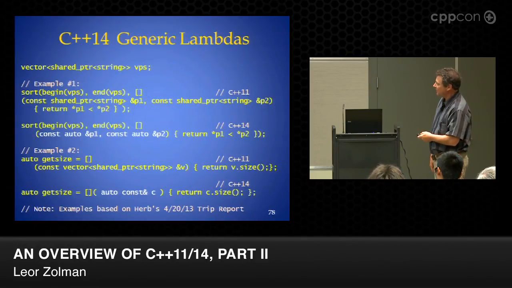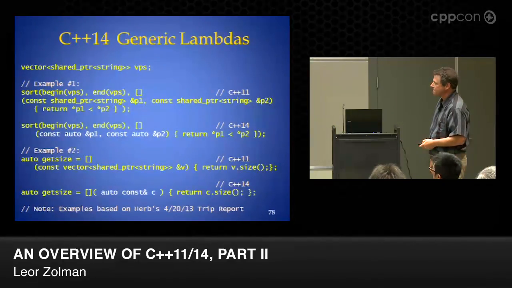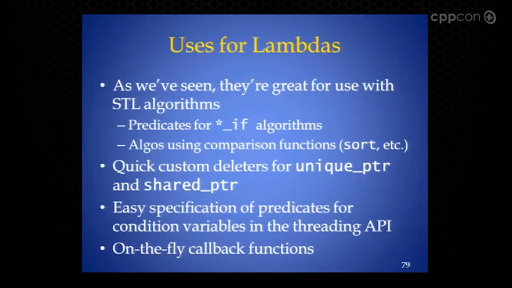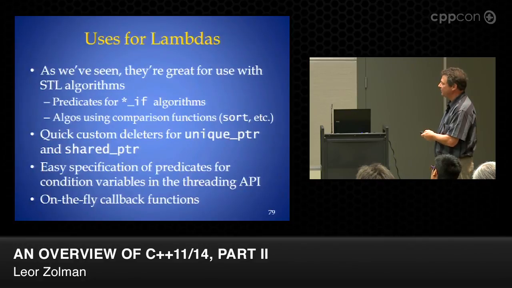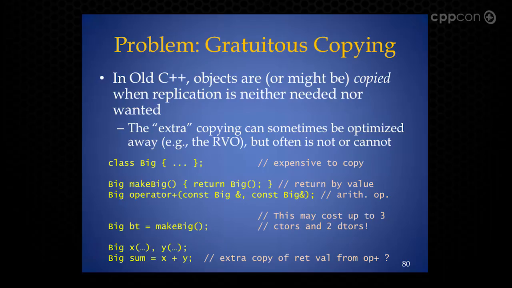So the old version in C++11, if you have a lambda that takes a reference to a const vector of shared_ptrs of string, you have to write it that way. In 14, you just reduce it to const auto ref, and it figures out the type, and it works. And as a named lambda, it can be used with different containers and reused with those different containers. So it's still going to generate a new specialization each time. So that's pretty handy. All right, so here are some uses for lambdas: predicates for the various if algorithms, whenever a comparator is required, custom deleters for the smart pointers, easy specification of predicates for condition variables when you're doing concurrency, callback functions that are just specified on the fly. All right. Lots of applications.